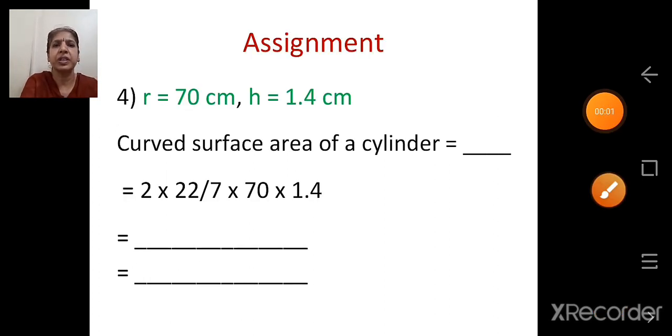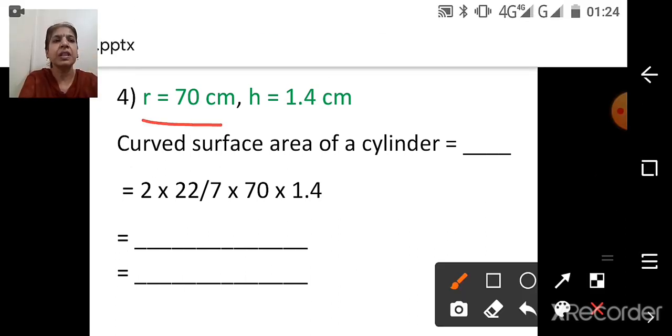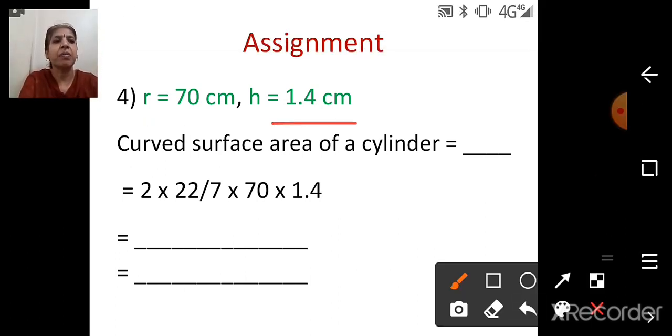Assignment question children. Fourth one. The radius is given 70 centimeter and height is given 1.4 centimeter. Curved surface area of a cylinder. So you know curved surface area. Yes, it is 2 pi r h. Then substitute the values. 2 into 22 upon 7 into 70 into 1.4. So this is upon, children. So 7 ones are 7, 10s are.